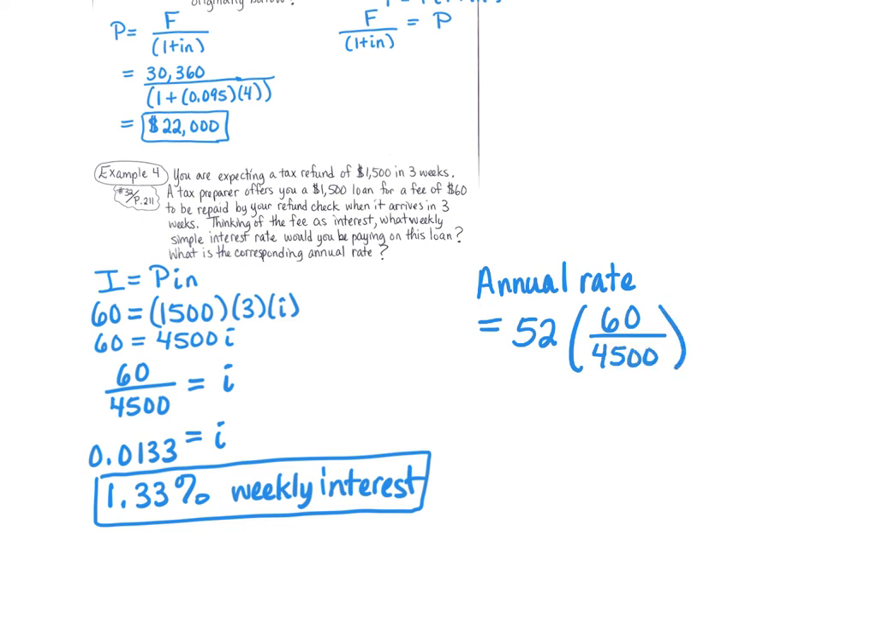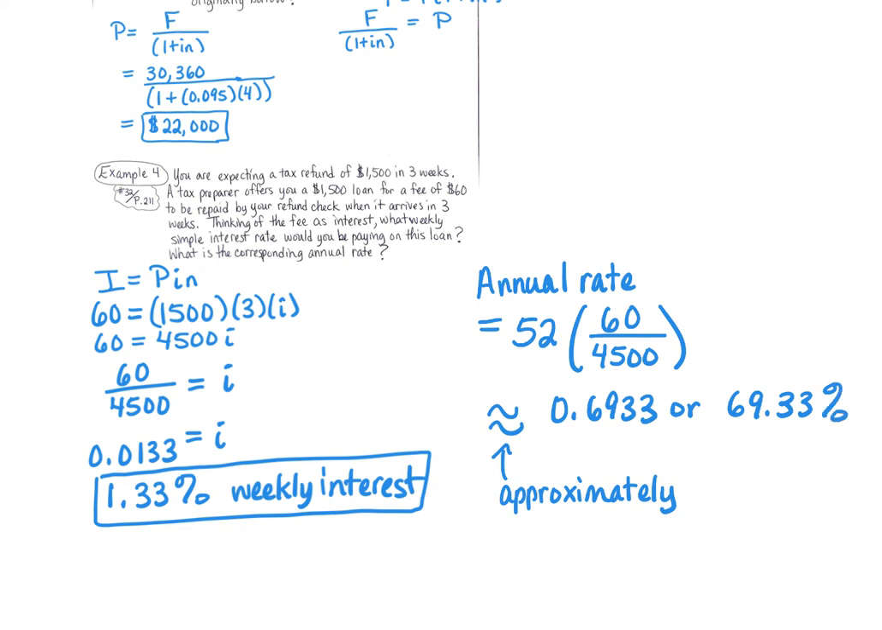And you multiply those two values and you get, the wavy equals means approximately. So again, that means approximately. We get 0.6933, or in other words, 69.33%. Okay, so this is the section on simple interest. Now you should try your homework problems.